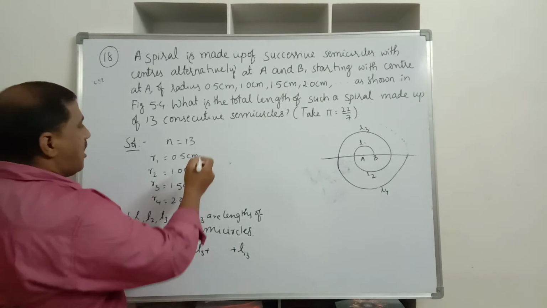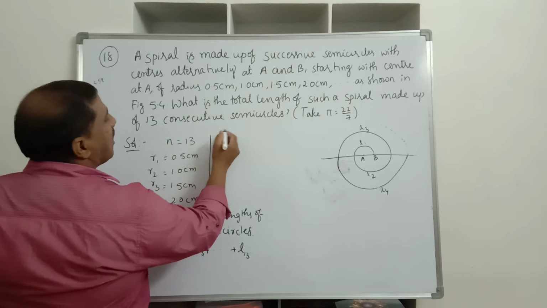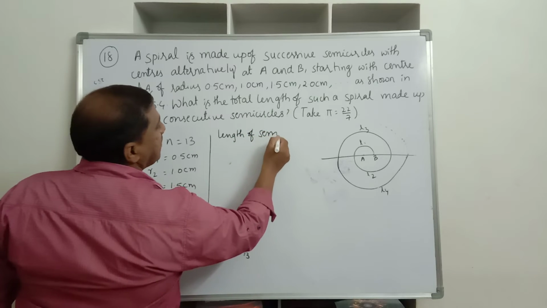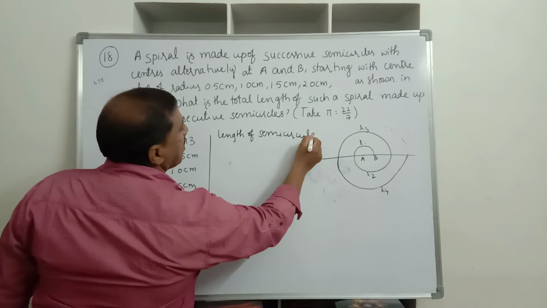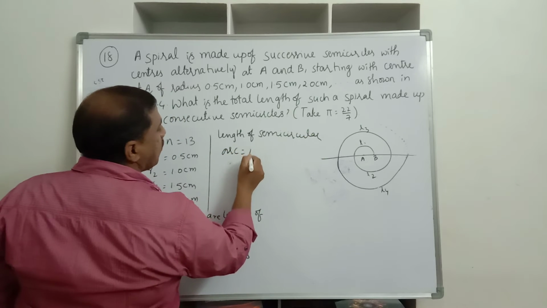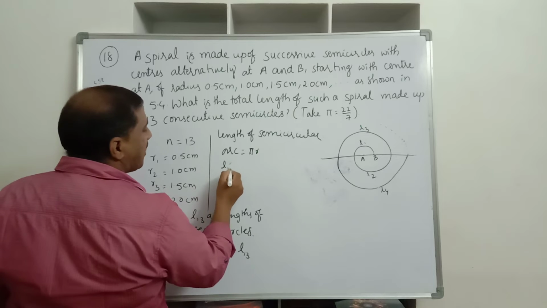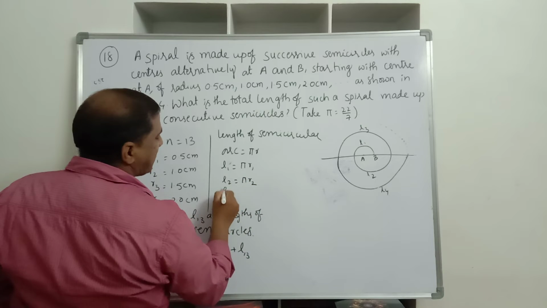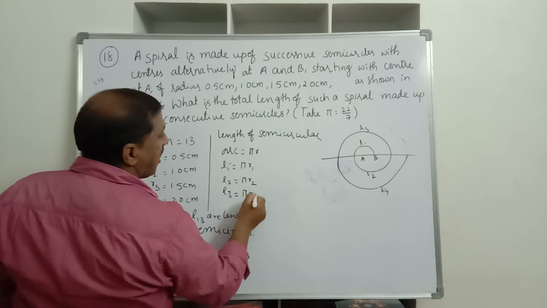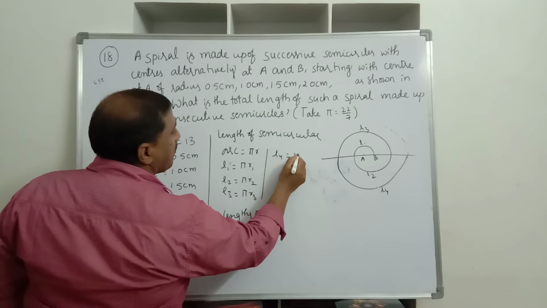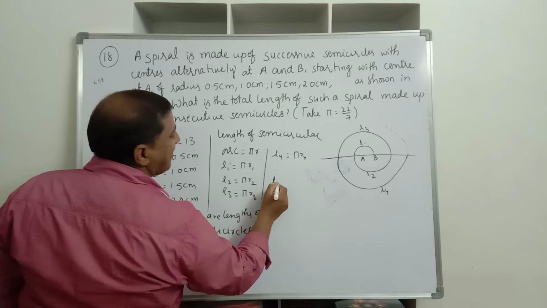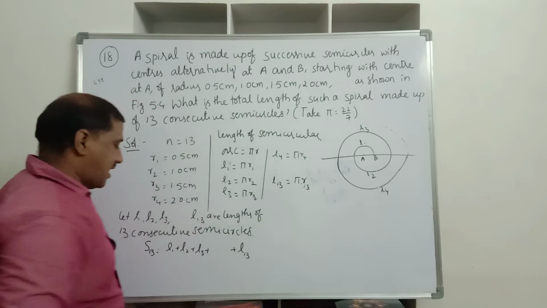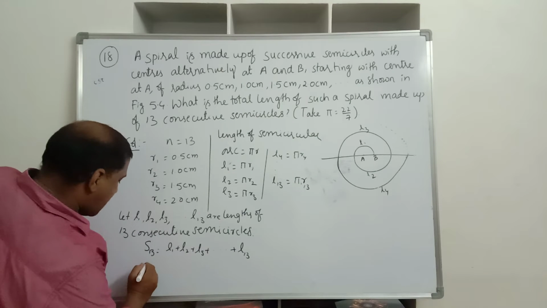Now L1 is the length of the first arc. We know R1. The length of a semicircular arc is equal to pi r units. Therefore, L1 is equal to pi r1, L2 is equal to pi r2, L3 is equal to pi r3, L4 is equal to pi r4, and so on. L13 is equal to pi r13.